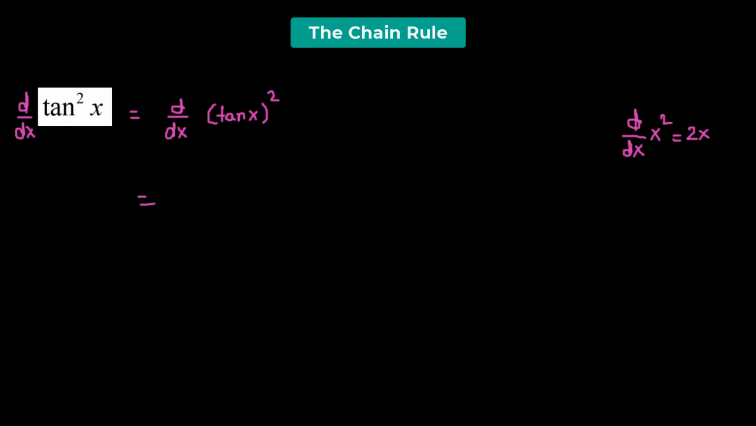So that should give us 2 times tangent of x times the derivative of our assumption, which is tangent of x. The derivative of the tangent function is secant squared x. So we have 2 times tangent of x multiplied by secant squared x. So that is the answer. Let's move on to the next question.